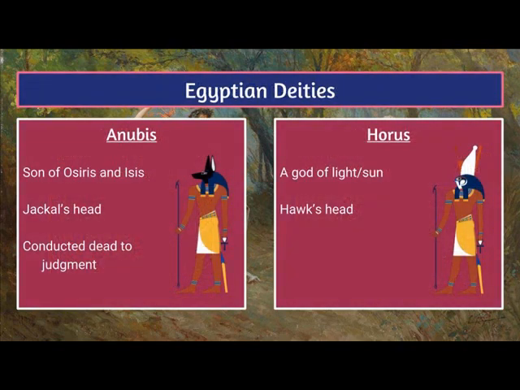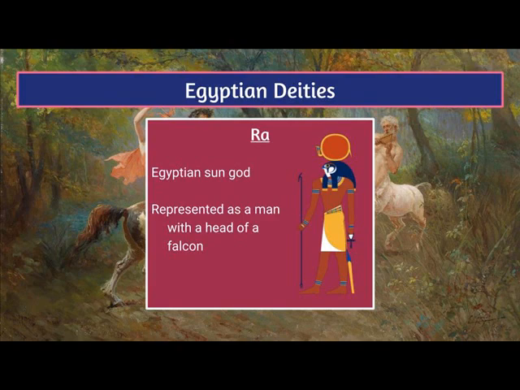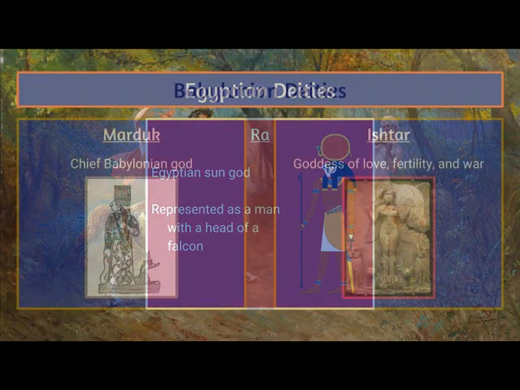The following are names of some Egyptian deities. Anubis, son of Osiris and Isis, had a jackal's head and conducted the dead to judgment. Horus, a god of light or sun, had a hawk's head. Isis, sister and wife of Osiris, goddess of fertility and magic. Osiris was murdered by evil brother Set. His annual death and resurrection personified the self-renewal of nature. And Ra is the Egyptian sun god, represented as a man with the head of a falcon.